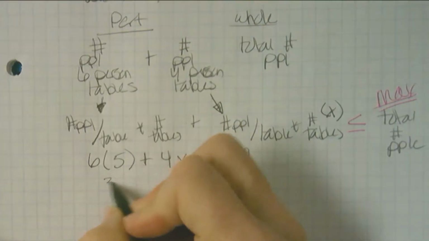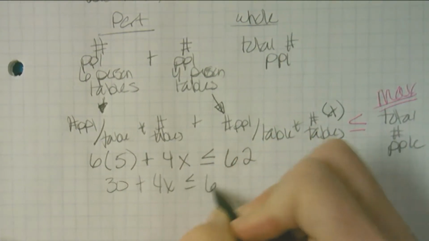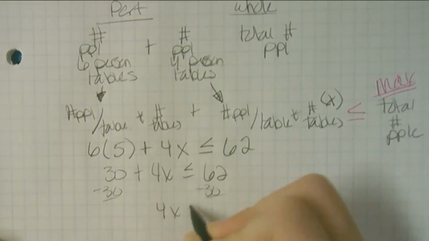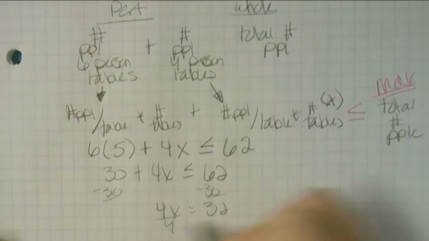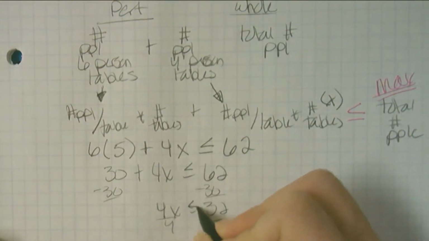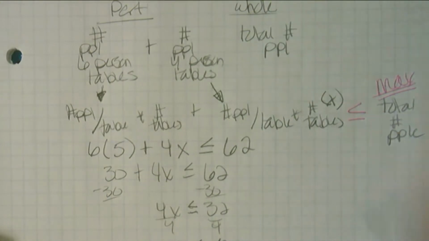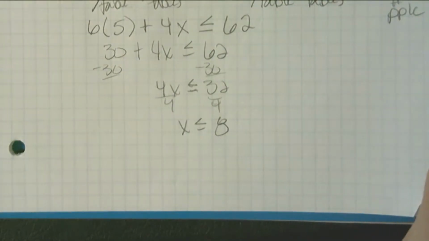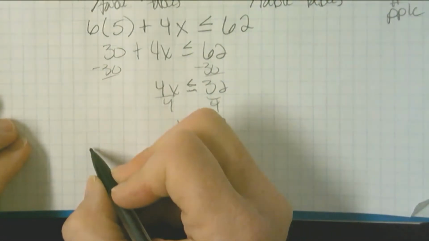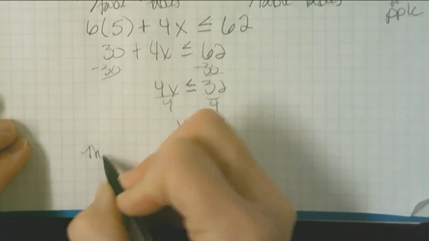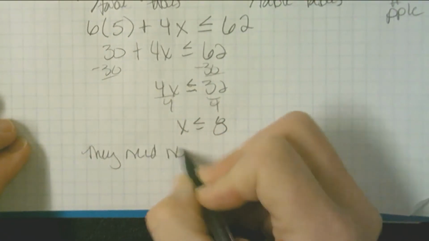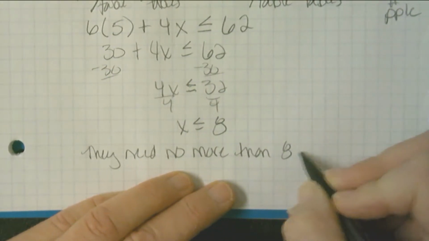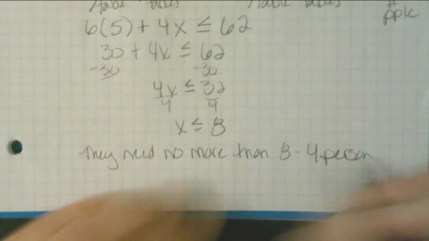So 6 times 5 is 30, plus 4x is less than or equal to 62. Subtract 30 from both sides. I get 4x is less than or equal to 32. So I have x is less than or equal to 8. What is my explanation for that, Cullen? They need no more than 8 tables. I mean, 8 4-person tables. Excellent. They need no more than 8 4-person tables.